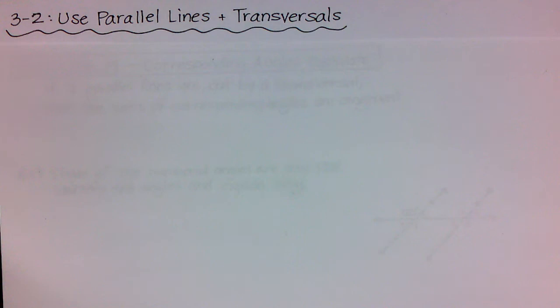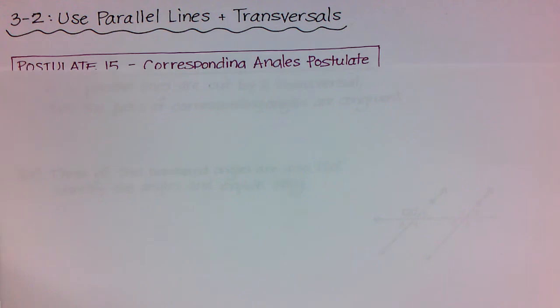Class, today we're going to be learning lesson 3-2 in your textbooks, which is teaching us how to use parallel lines and transversals in some of our proofs, and how we can find out different information based on diagrams and using these proofs to help us out. So the first thing that we're going to talk about is postulate 15. We're going to add this to our repertoire of different postulates and theorems, properties that we've listed.